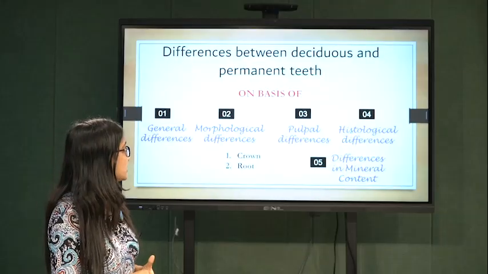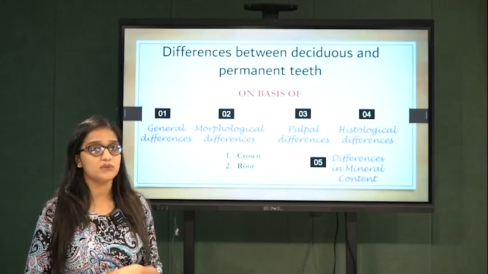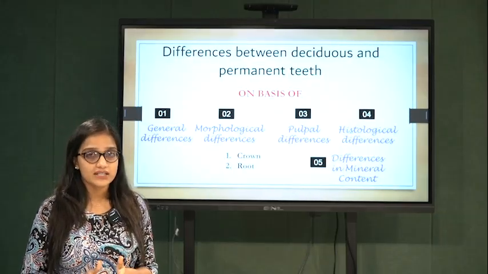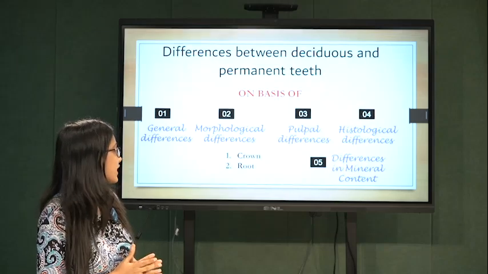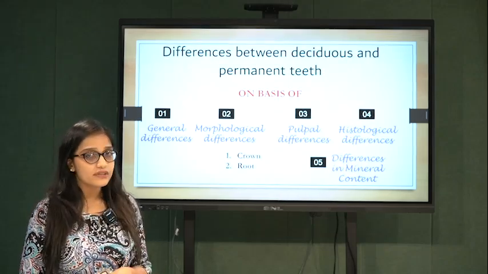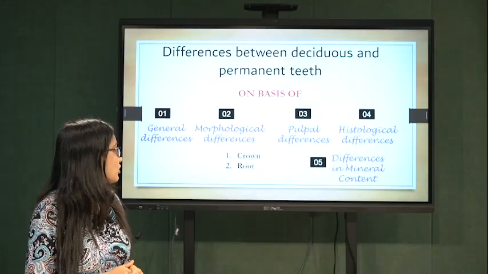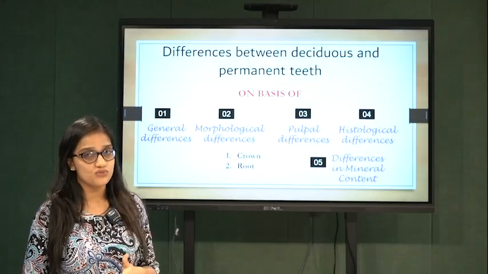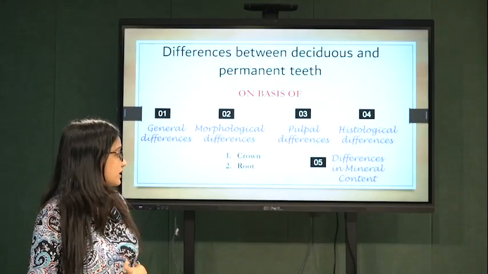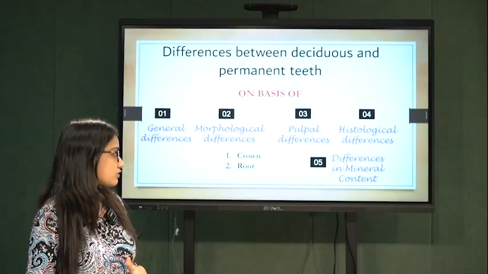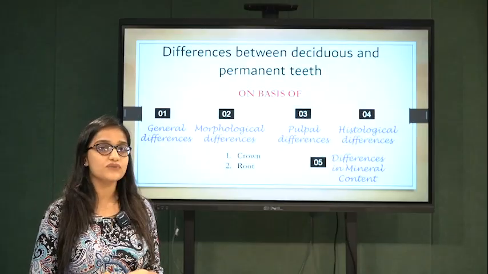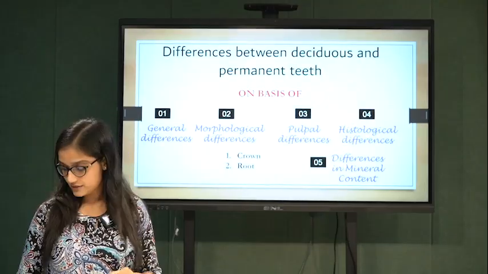Now we'll start with the difference between the primary and permanent teeth. It is divided on the basis of 5 factors. First is the general differences, second will be the morphological differences of crown and root, third will be pulpal differences, fourth will be histological differences, and fifth is the difference in the mineral content.